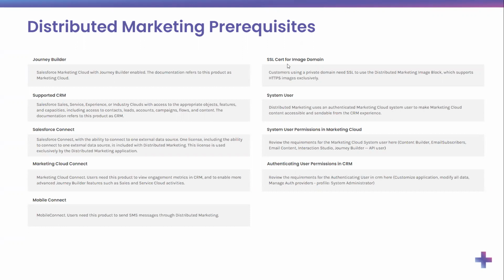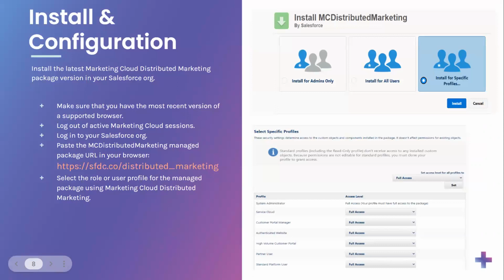Of note, that user will need access to Content Builder, email subscribers, and be registered or enabled as a dedicated API user. The last prerequisite to call out is to ensure that you review the requirements for the authenticating user in CRM. The deck does link out to the appropriate documentation. And after you've made it through the actual prerequisites, it is time to begin our install.